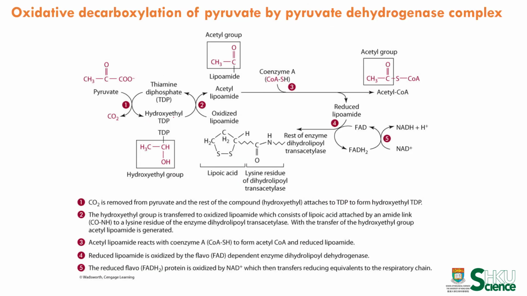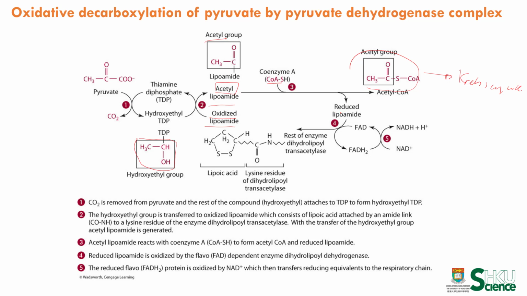This hydroxyethyl TDP would have the hydroxyethyl group, which could be transferred to a molecule called oxidized lipoamide to form acetyl lipoamide. In the process, it will regenerate the TDP. This acetyl lipoamide, as the name suggests, contains an acetyl group, and as you can recall, acetyl-CoA is what is fed into the Krebs cycle. This acetyl group on the acetyl lipoamide will react with CoA to form acetyl-CoA. This is fed to the Krebs cycle.